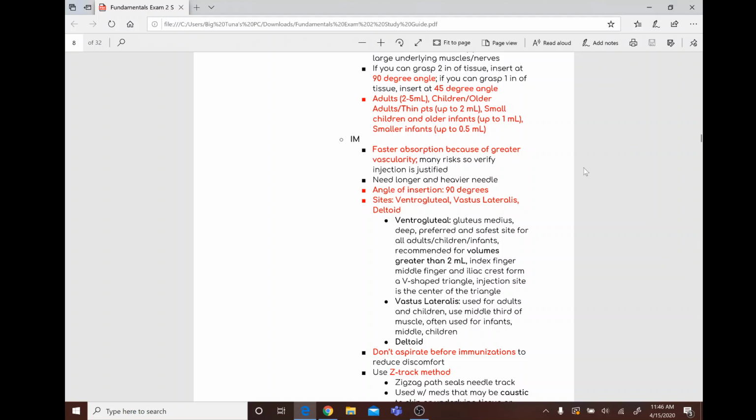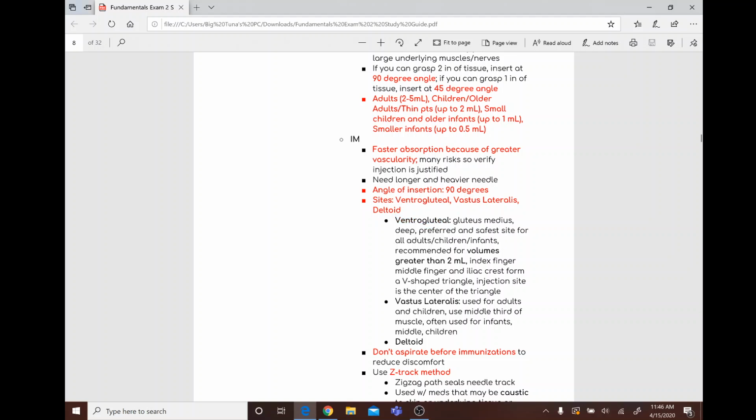All right, IM. It's faster absorption because of greater vascularity. Many risks, so verify that the injection is needed. The needle is longer and heavier. The angle of insertion is 90 degrees. You've got the ventrogluteal, vastus lateralis, and deltoid.